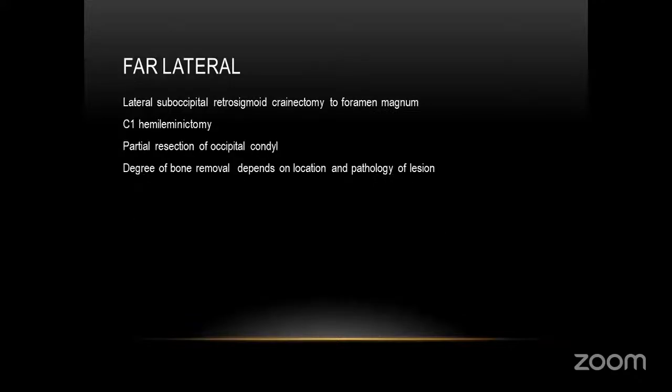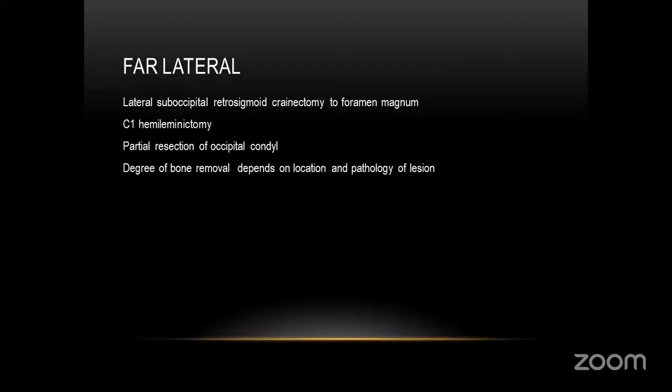So far lateral, what will be our target and what will be the scheme of this far lateral approach? Lateral suboccipital retrosigmoid craniectomy, we will do from the retrosigmoid area, occipital area, to the foramen magnum. We can do plus minus C1 hemilaminectomy at the ipsilateral side. We will do the partial resection of the occipital condyle.